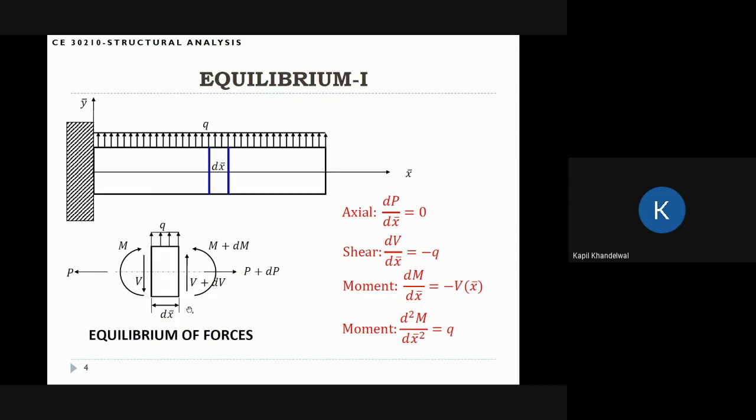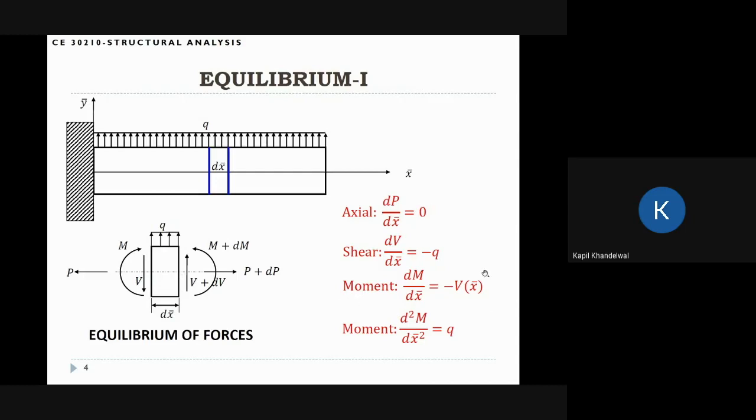And if we do the summation of all the forces in x direction is equal to 0, we end up with the equation in the axial direction. And similarly, we can do the summation of all the forces in the y direction is equal to 0. We end up with the shear equilibrium. And now we can take a point and do the summation of all moments about that point equal to 0.